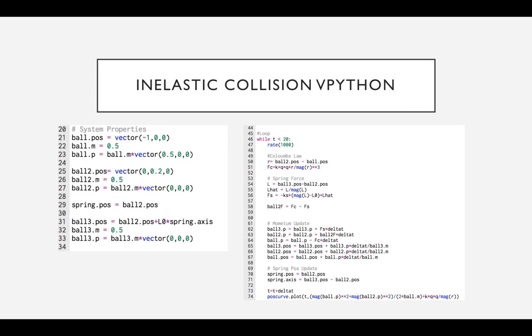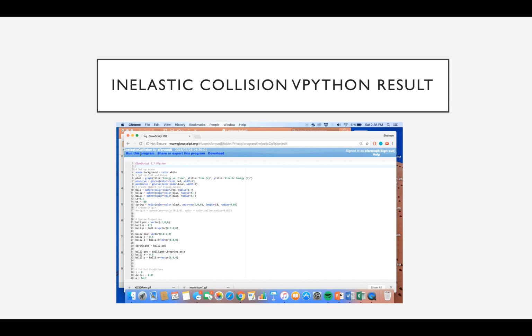Next, the momentum and position were updated for all three objects, and the position of the spring was updated as well. Finally, the kinetic energy of the system was plotted. This is the result for the inelastic collision VPython code.